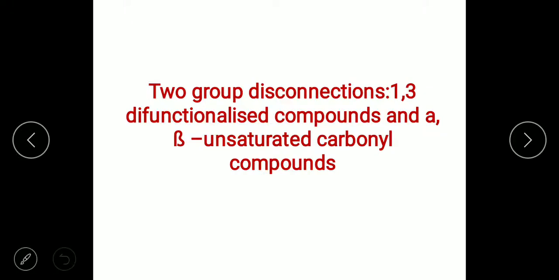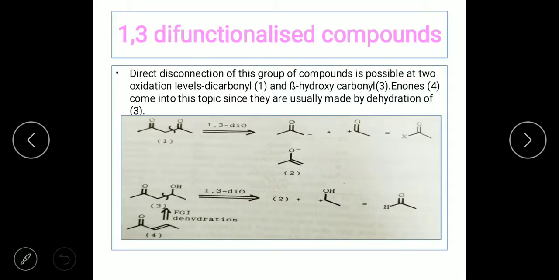Students, today we will learn two group disconnections. In that one, 1,3-difunctionalized compounds and also alpha beta unsaturated carbonyl compounds. A direct disconnection of this group of compounds is possible at two oxidation levels, that is 1,3-dicarbonyl and beta hydroxycarbonyl, that is 3. Enones 4 come into this topic since they are usually made by dehydration of the compound 3.